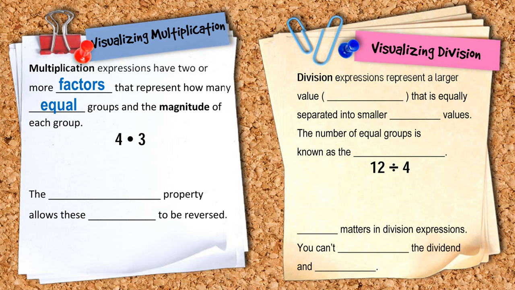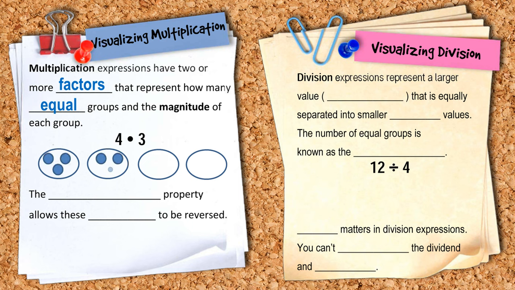So 4 times 3. 4 is how many groups I have. So I'm going to visualize 4 separate groups. Inside of each group, the magnitude, the size, the value of each of those groups is 3. So I have 3 in the first circle, 3 in the second, 3 in the third, and 3 in the fourth. If I counted all those circles out, I'd end up with a total of 12. So 4 times 3 is 12.